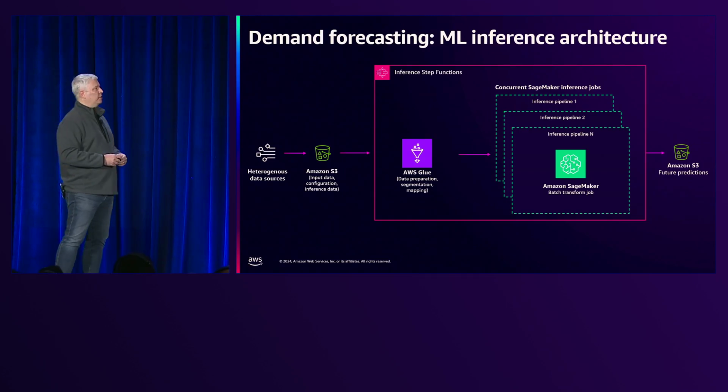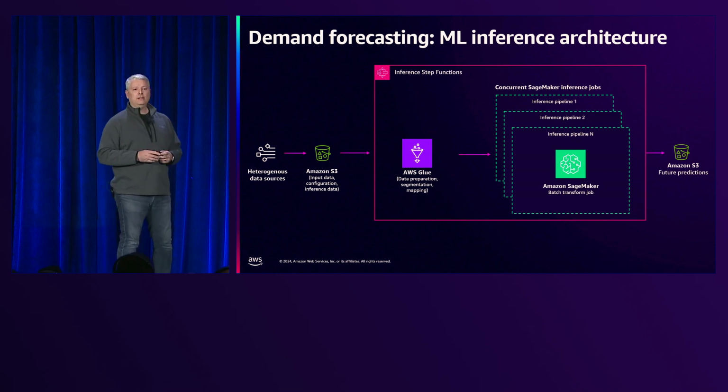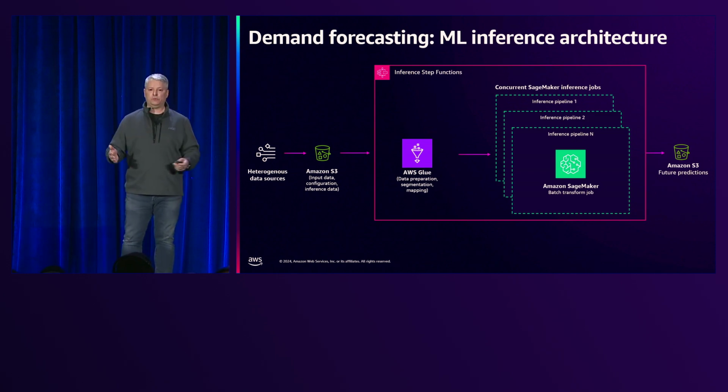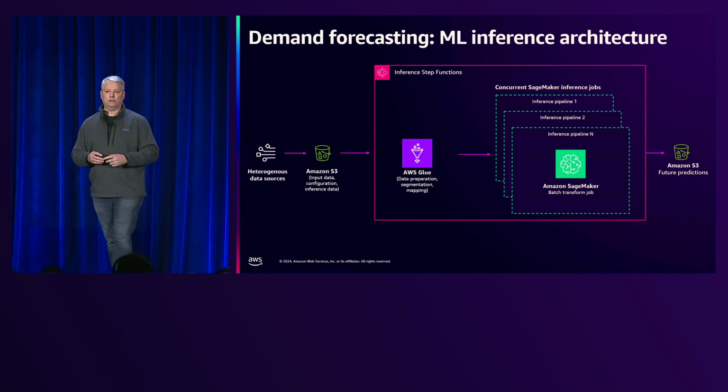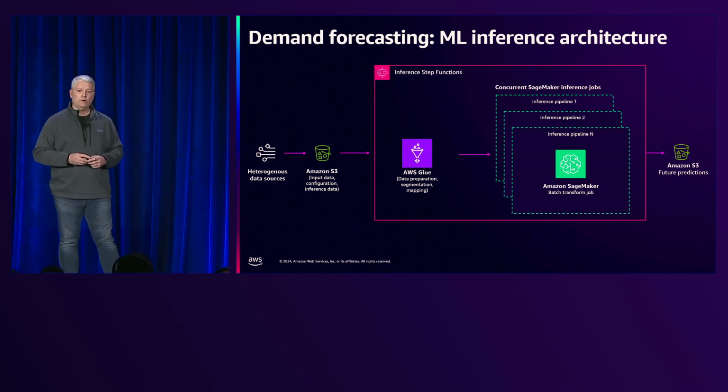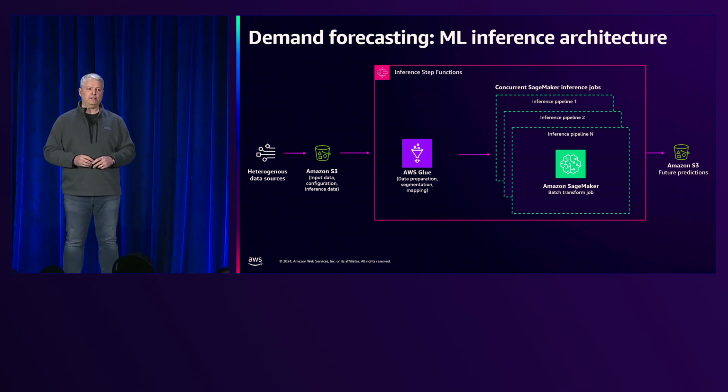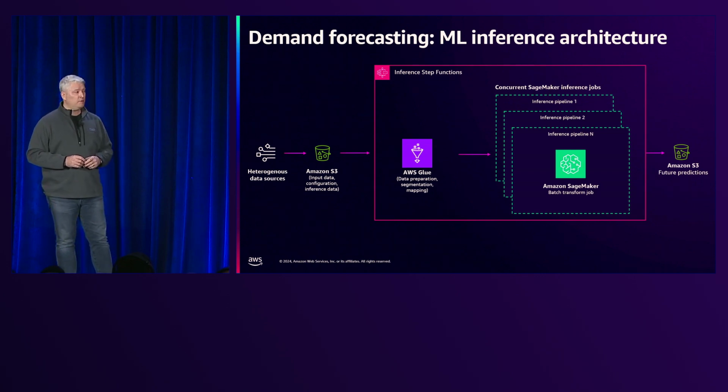Once again, starting here on the left, the last ground truth data, up to the last day's sales, is unloaded to S3. That data, once again, is orchestrated by the step function. A Glue job cuts that very large monolithic data into shards. And then what we use are the SageMaker inference jobs.